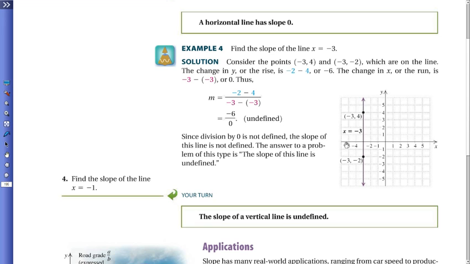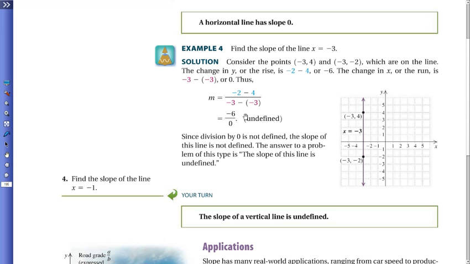But when I look at my run, what's the same? Every ordered pair on this vertical line has an x-coordinate of negative 3, and the difference of my x-coordinates is always going to be 0. Just like when we were talking about intercepts, I said, what's really true about every point on the y-axis? The x-coordinate is 0. It's the same number. On any vertical line, the x-coordinate is always the same number. So I'm going to get a denominator equal to 0, and that's undefined. We cannot divide by 0.